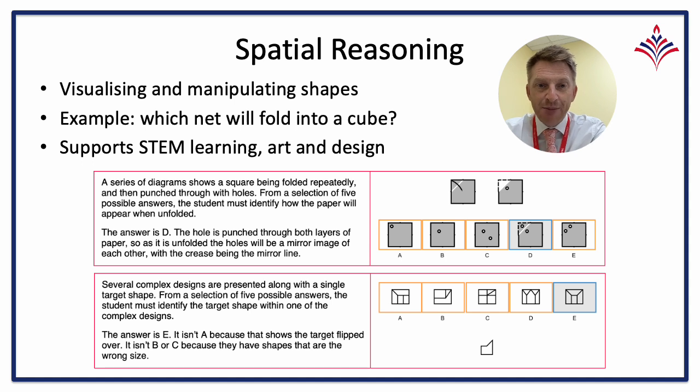Spatial reasoning measures how well children can visualize and manipulate objects. For example, they might be shown a net and asked which 3D shape it will fold into. These skills are especially important for the STEM subjects, design and even art, as they will show how a child sees patterns in the world around them.